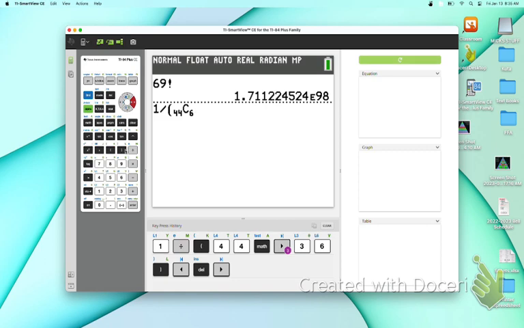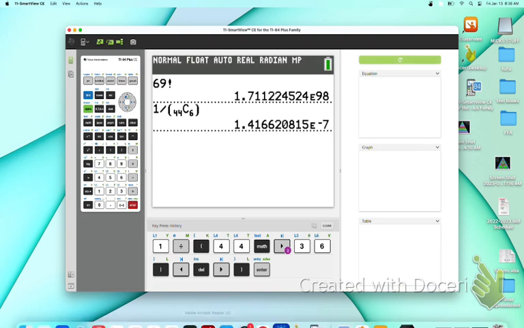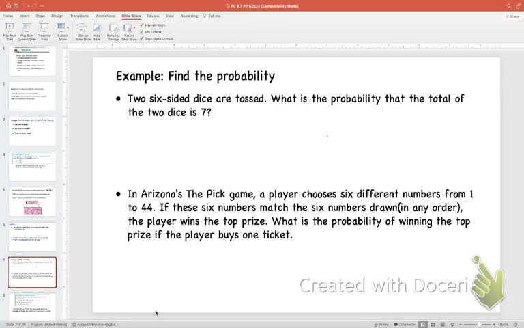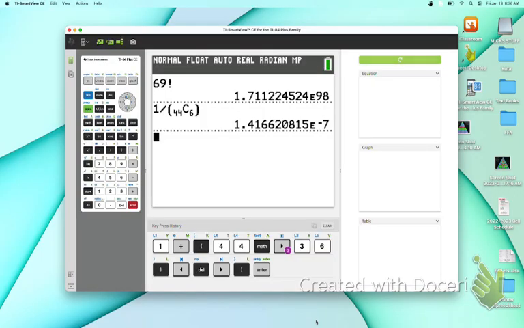Okay, so that is 1.416620816 times 10 to the negative 7. So that means I go left 7 times, right? So the probability of winning... you guys have to remember that number where I go back. Whenever I put the nCr, it deletes it. Oh, you have a newer one. You do the nCr first and then go put 44 and 6 in.